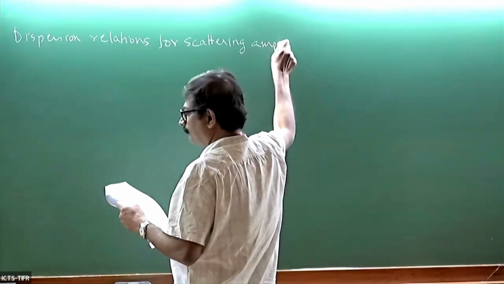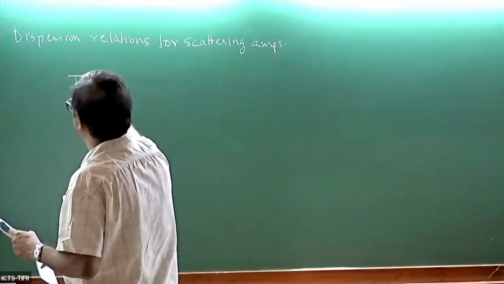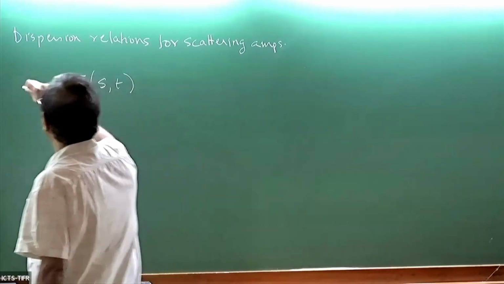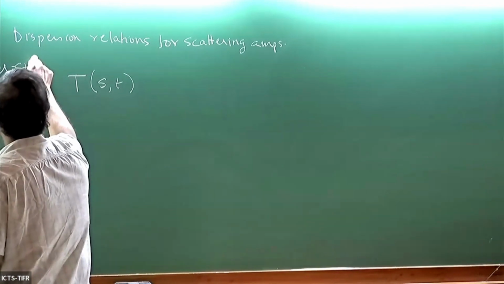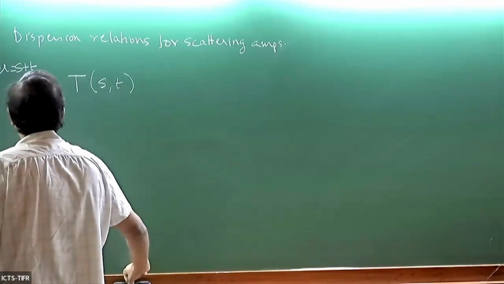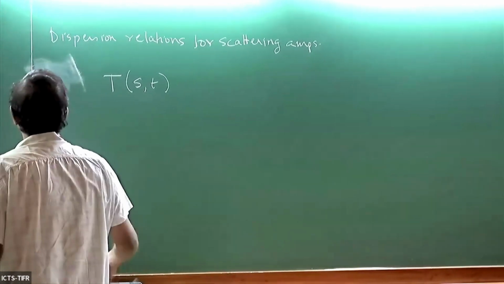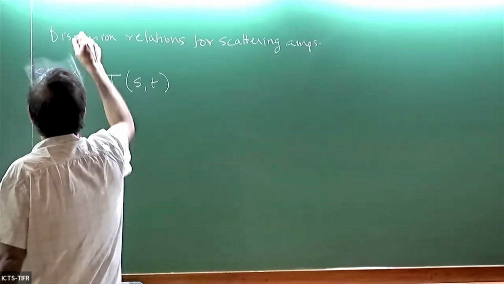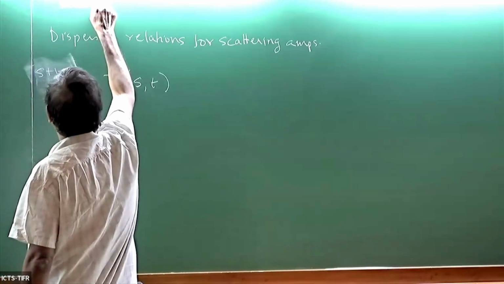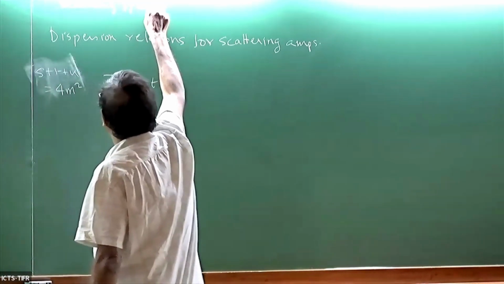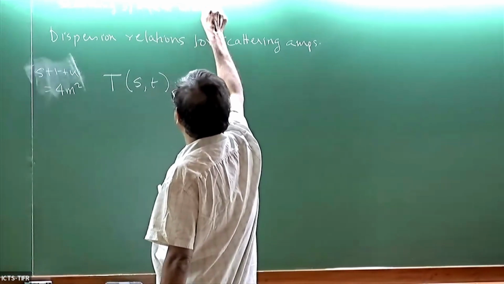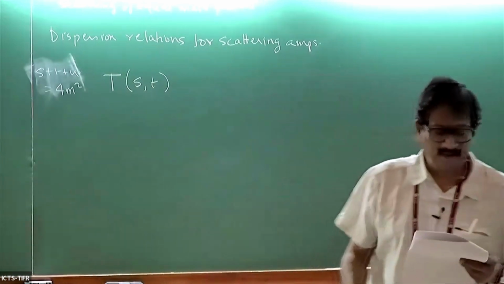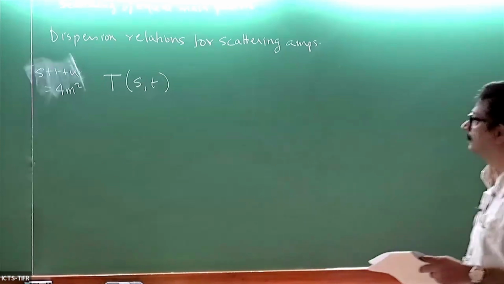And let's think of a function T, which is a function now of two variables, s and t, and then there's always a u hanging around, which is constrained by the requirement that s plus t plus u is equal to 4m squared. Now here we are looking at scattering of equal mass particles. But this presence of this u is going to make itself felt when we write down this dispersion relation.